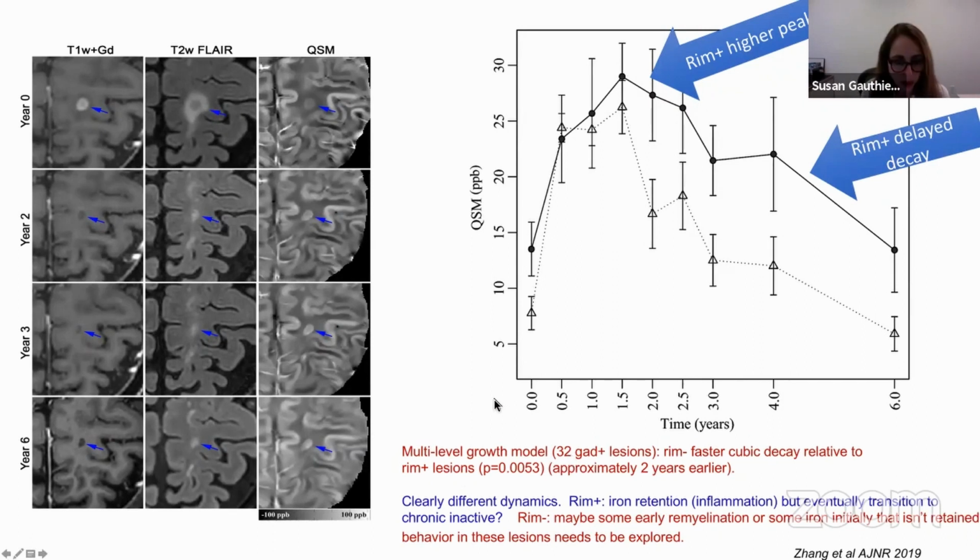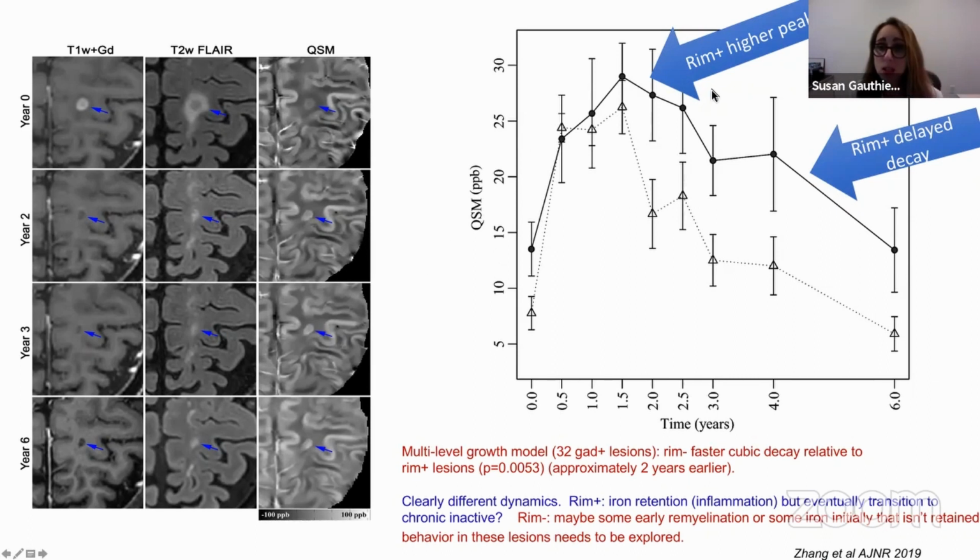So these were brand new lesions. And we categorized the lesions as having eventually a rim versus not developing a rim. Now, developing a rim generally occurs very early on during lesion development. So within about 3 months or so, we generally will see a rim, if we're going to see one. It becomes more prominent over time.